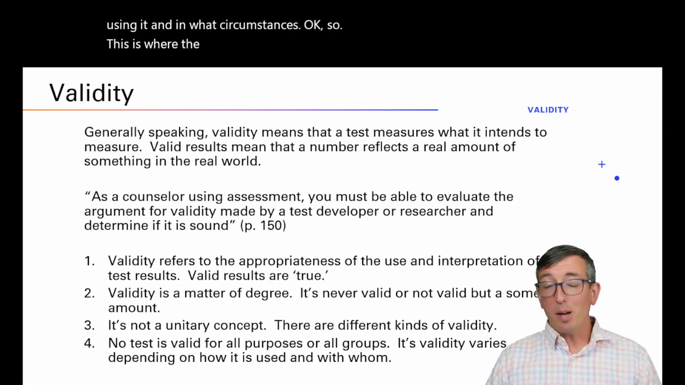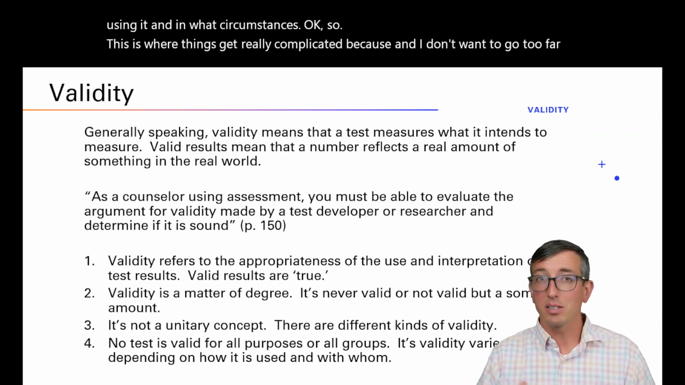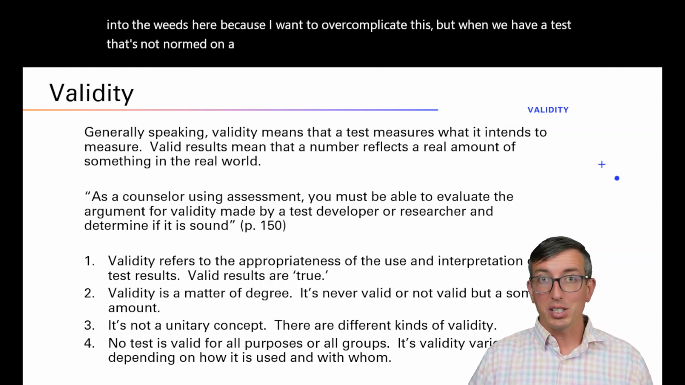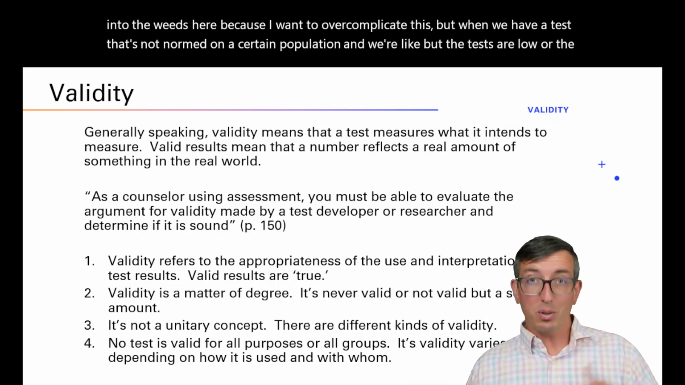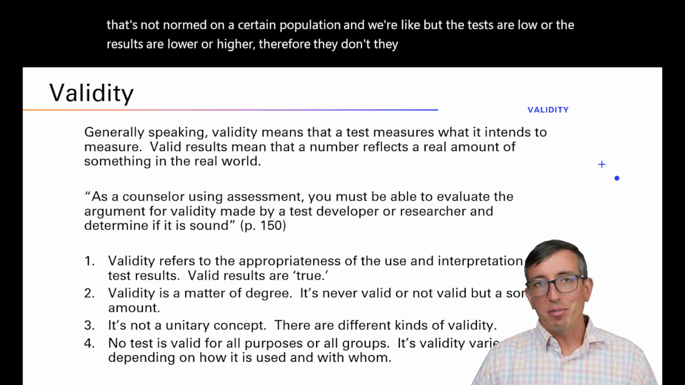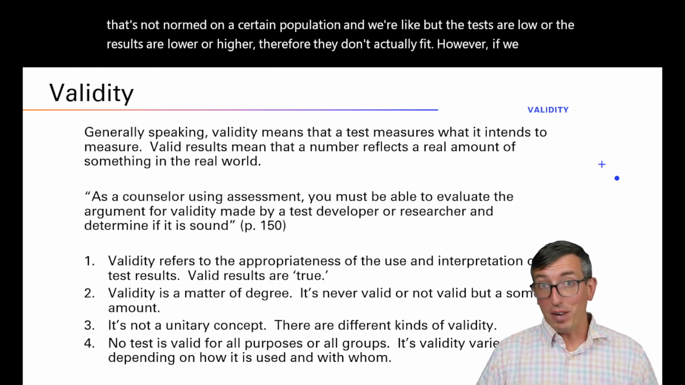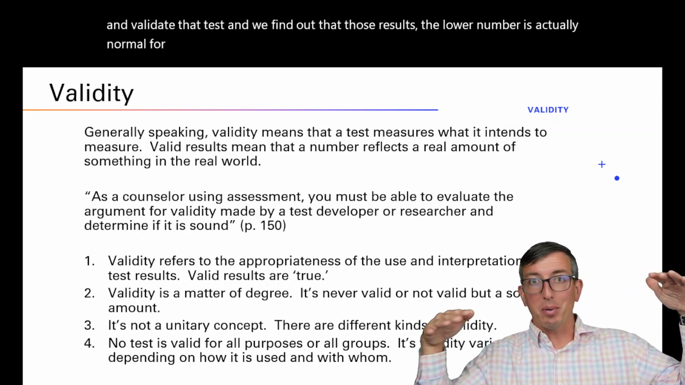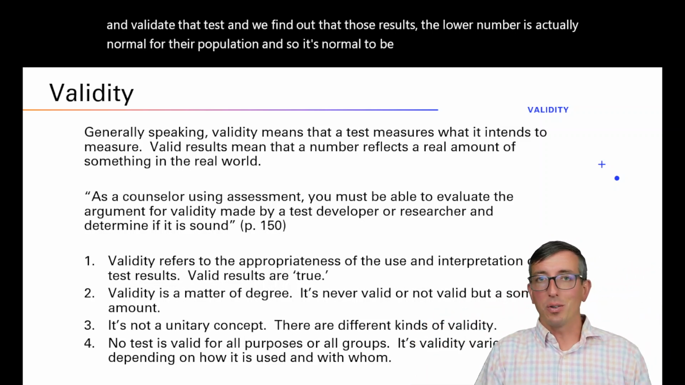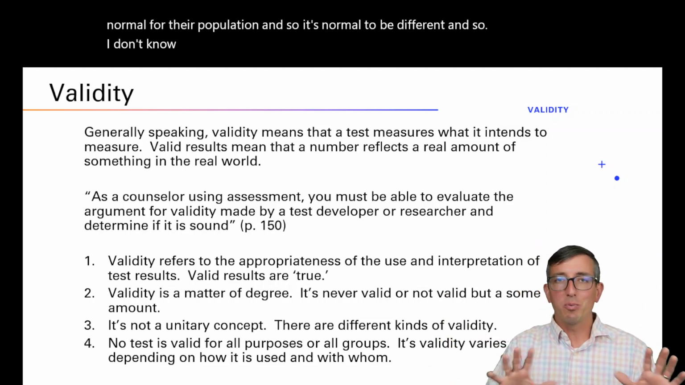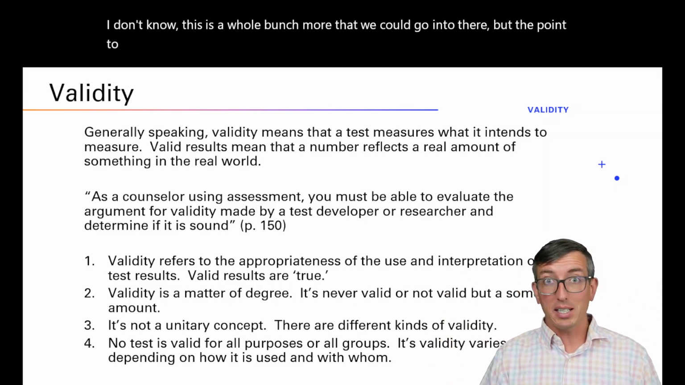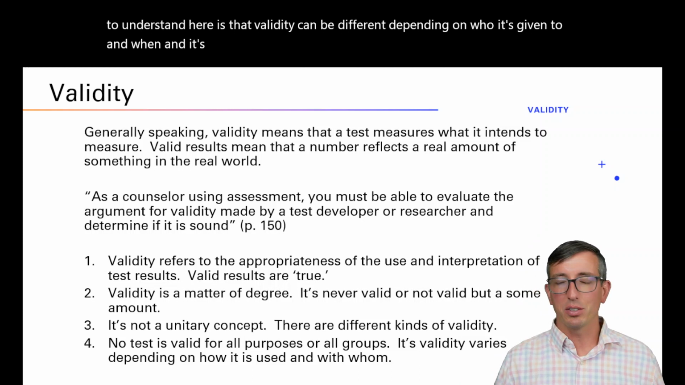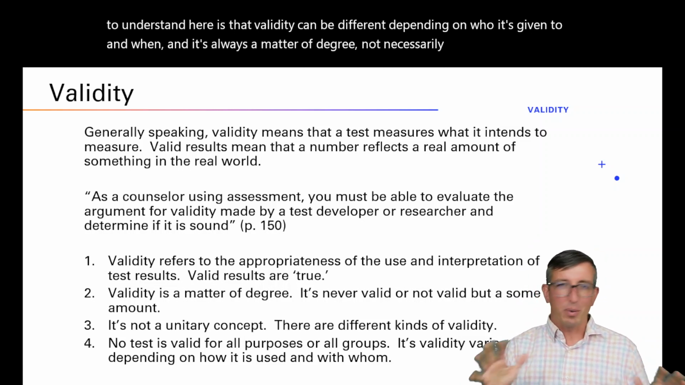Okay, so this is where things get really complicated, and I don't want to go too far into the weeds here because I don't want to overcomplicate this, but when we have a test that's not normed on a certain population and we're like, oh, but the results are lower or higher, therefore they don't actually fit. However, if we go back and validate that test and we find out that the lower number is actually normal for their population, then it's normed to be different. And so, I don't know, there's a whole bunch more that we could go into there. But the point to understand here is that validity can be different depending on who it's given to and when, and it's always a matter of degree, not necessarily a black and white kind of thing.